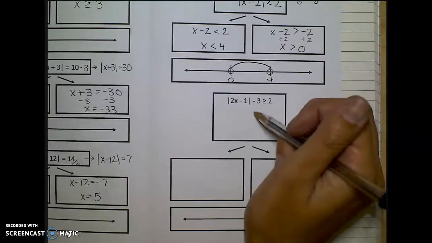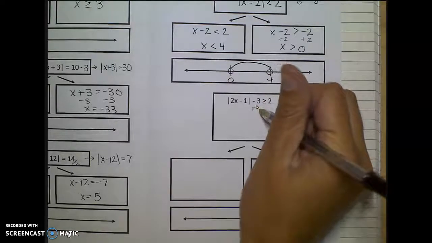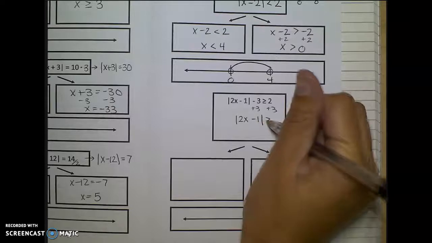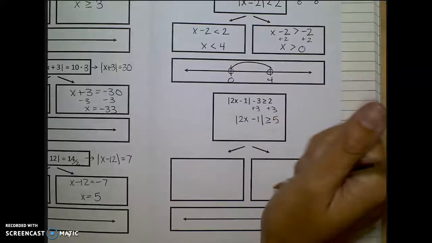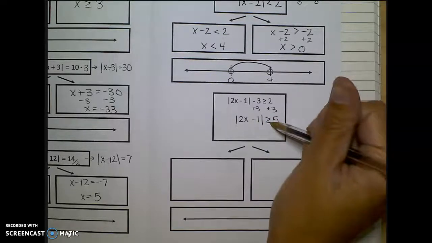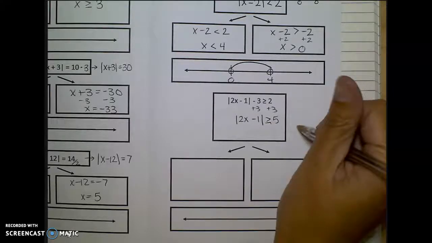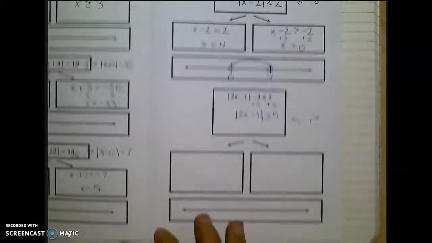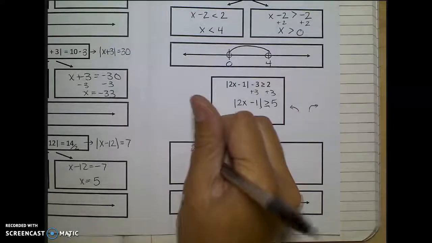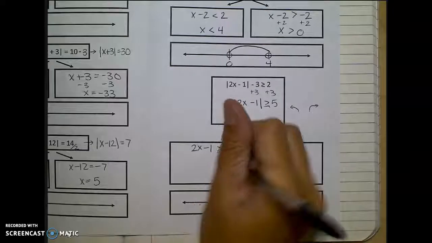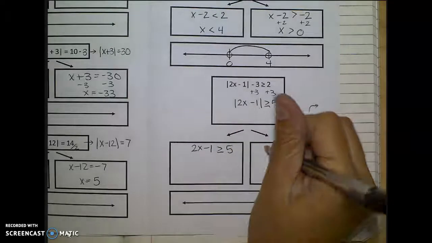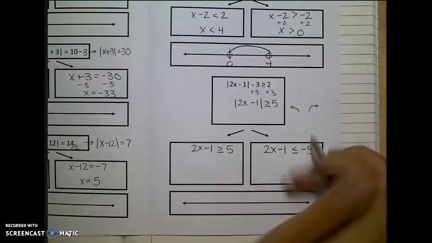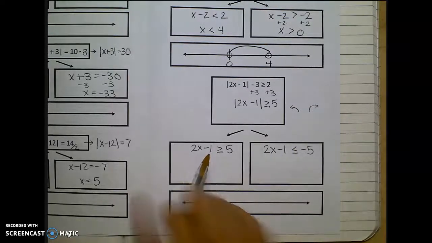And again, I got to get my bars alone, so I'd add the 3. I have absolute value 2x minus 1 greater than or equal to 5. I already know right now, because it's greater, that we're going to be looking like an or. But at this point, I want to make my two equations to find out what those two values are. So 2x minus 1 is greater than or equal to 5. And 2x minus 1 is less than or equal to negative 5. I think I said 5 over here, but I meant minus 1.